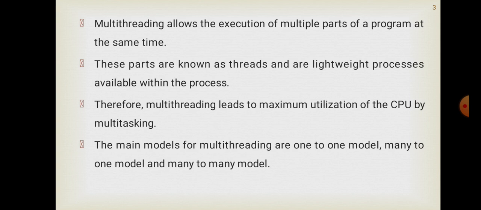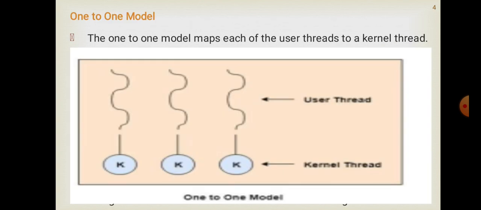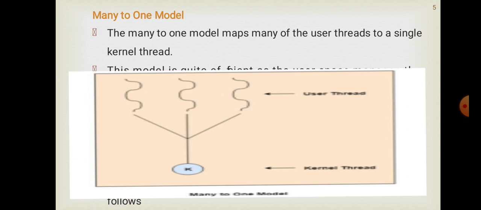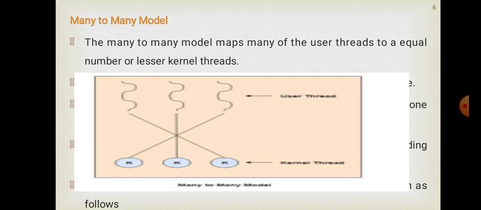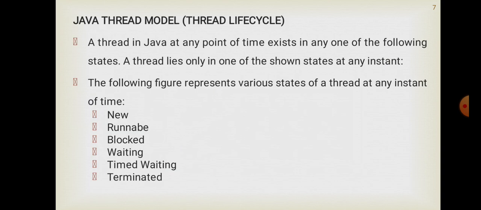The main models of multi-threading are the one-to-one model, many-to-one model and many-to-many model. In the one-to-one model, it maps each user thread to a kernel thread. In the many-to-one model, it maps many user threads to a single kernel thread. In the many-to-many model, it maps several user threads to many kernel threads. That is, it has an equal number of user threads as well as an equal or lesser number of kernel threads.